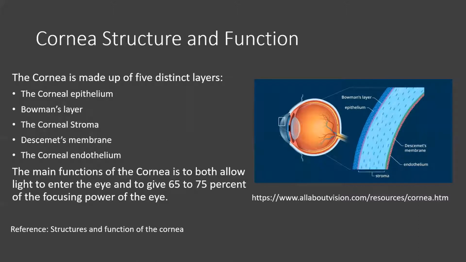So the cornea, as I already mentioned, is the outermost layer. That is the clear part right in front of our iris. The cornea's main function is to give 65 to 75% of the focusing power of the eye. That means 65 to 75% of the focusing of the light happens right in the cornea.